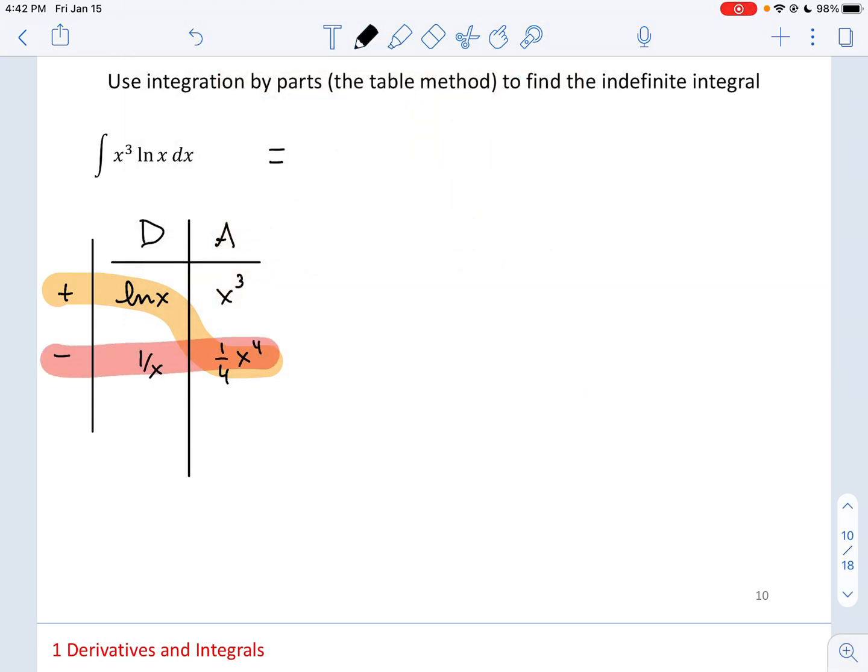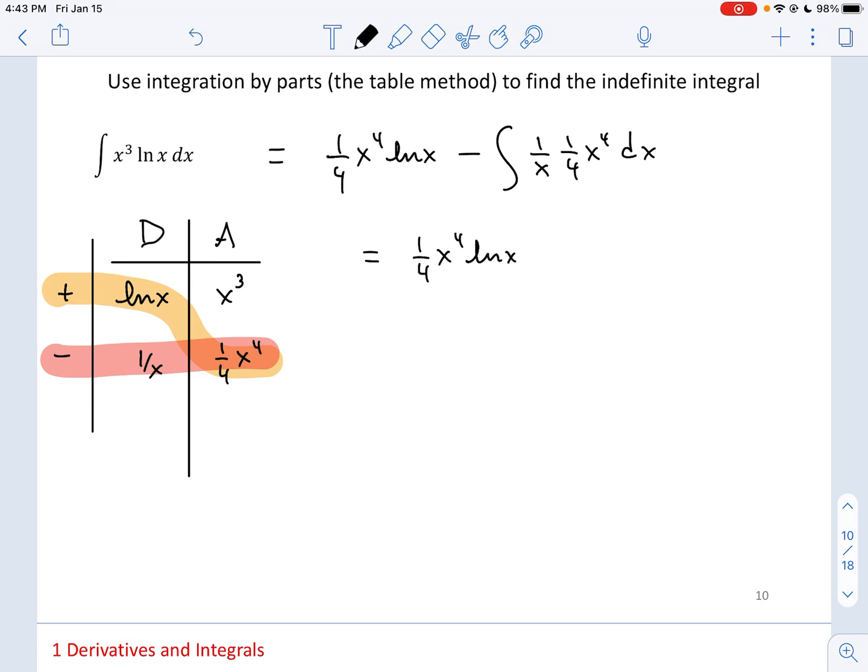So the orange product is positive. It's going to be 1/4. I'll put the x to the 4th first and then the natural log of x. And then the red product is going to be negative and it needs to be integrated. It's going to be 1 over x times 1/4 x to the 4th dx. So then simplify this and then see if you can integrate it to complete the problem.